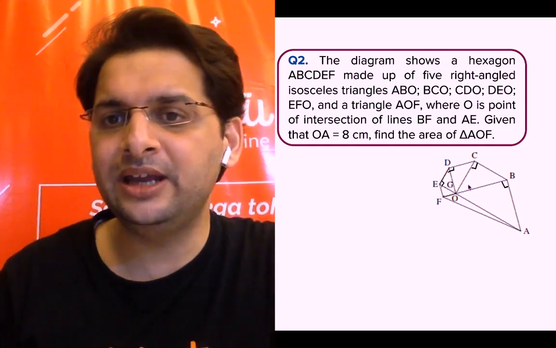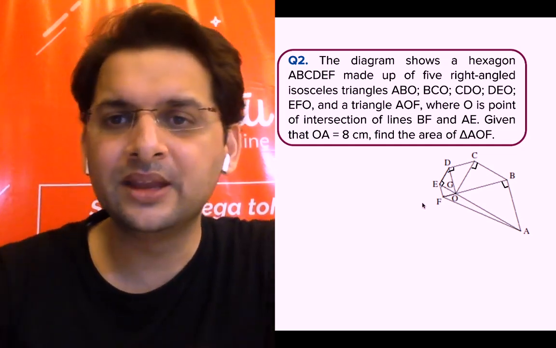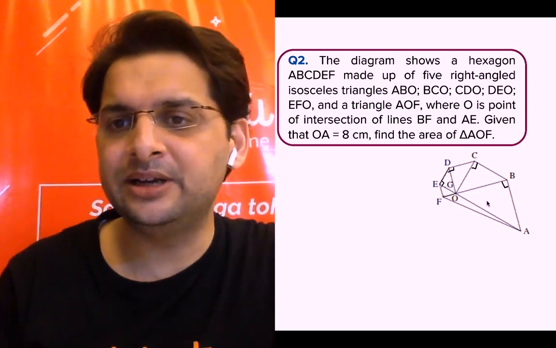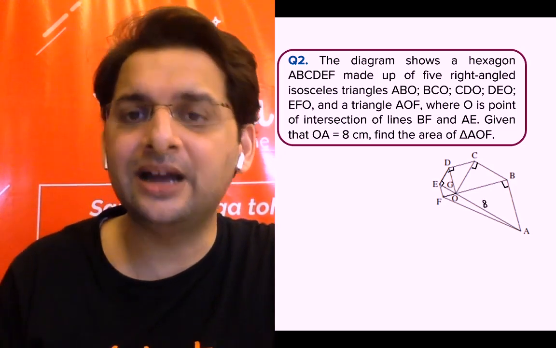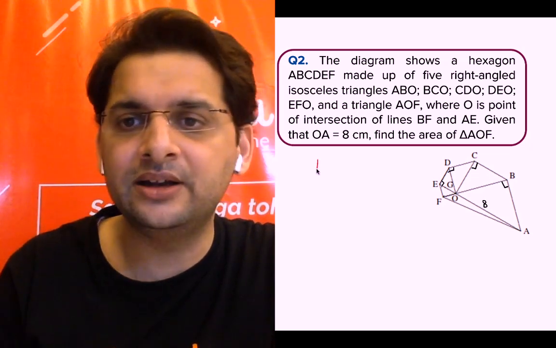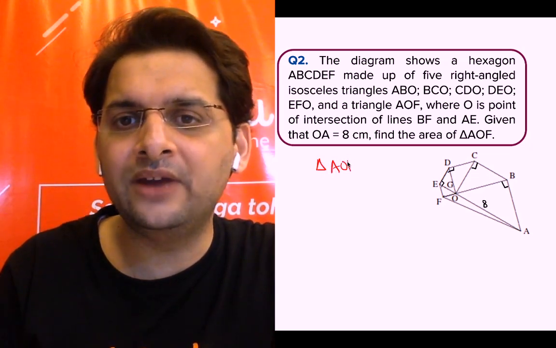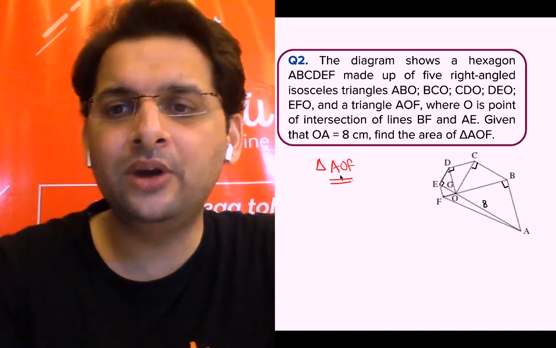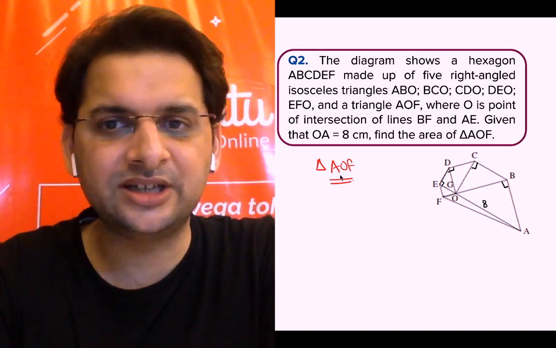So BF और AE का intersection point O है. And OA is 8 centimeter. OA is 8 centimeter, and I need you to find the area of triangle AOF. AOF का area निकालने की कोशिश करो.